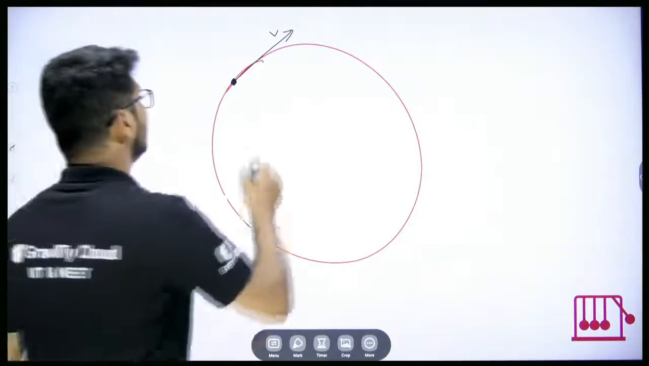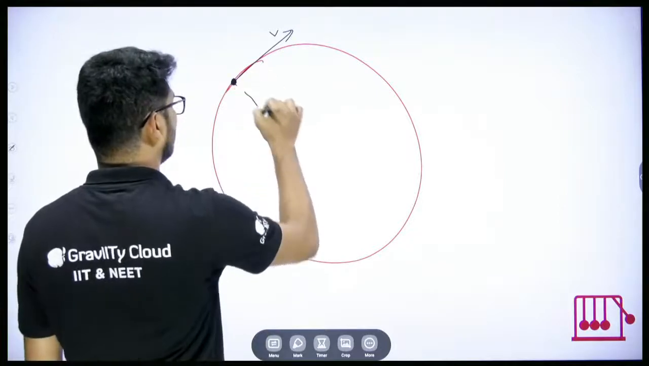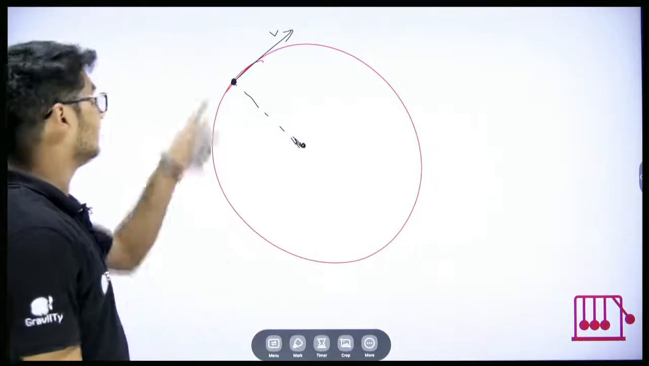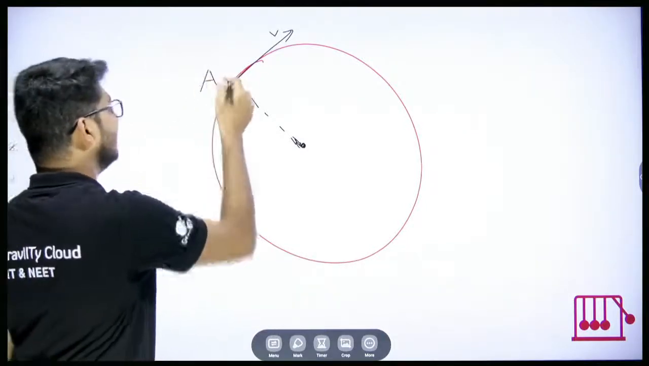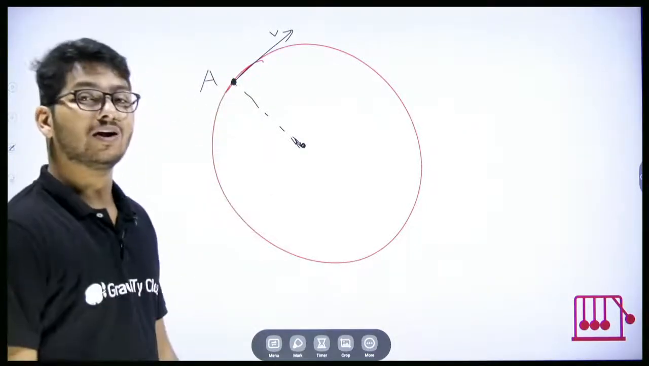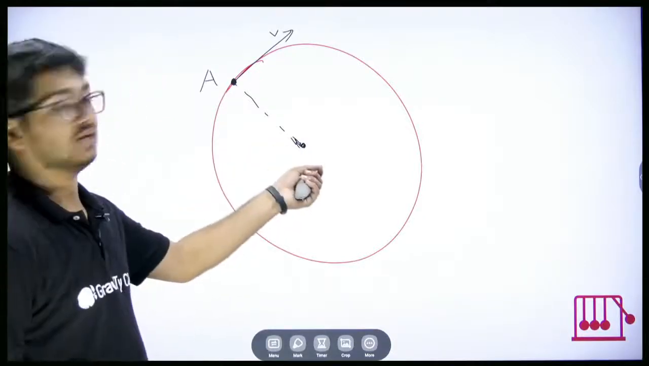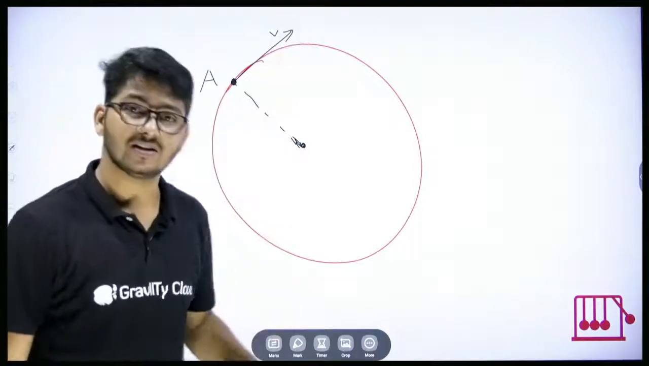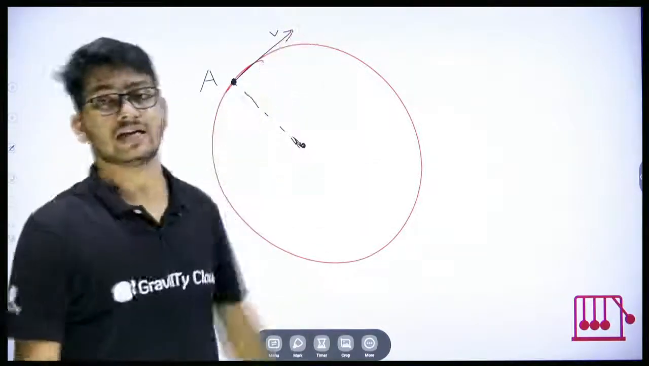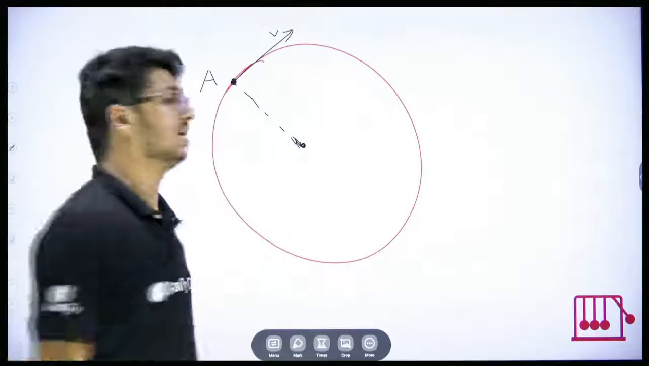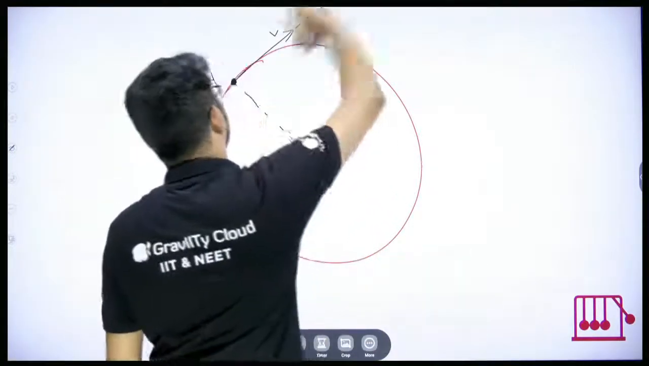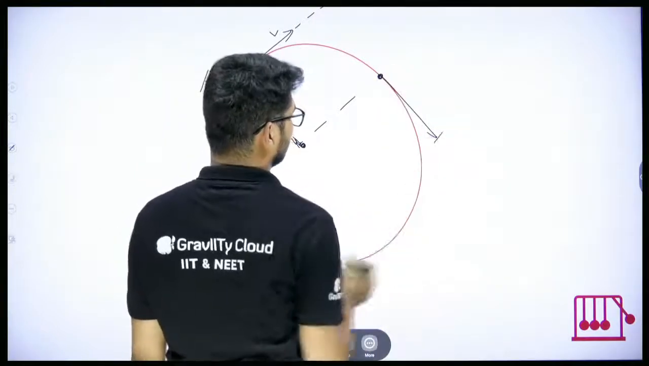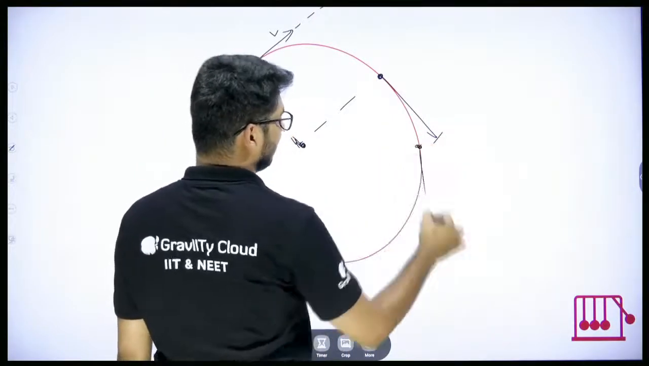So here, let's say this is a stone, and you are rotating it by tying it with a string. Now at this point A, if I leave the string, what happens? You left the string, so this stone will fly off in the direction of velocity. Its velocity is along the tangent, so it will go along the tangent, in this direction. It will go straight. In fact, if you leave it here, it will go in this direction. If you leave it here, it will go in this direction.